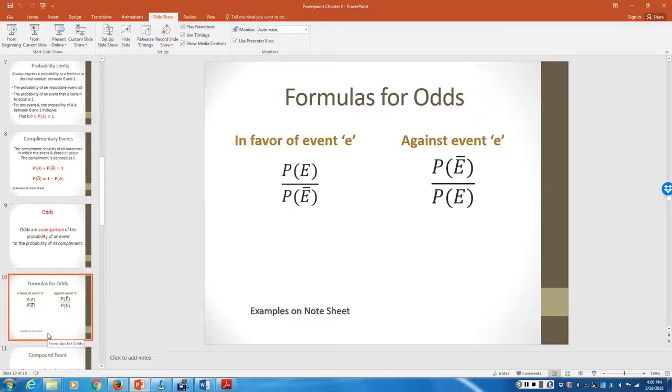And there's two formulas. If the odds favor the event, then the probability of the event goes on top. If you're trying to find the odds against the event, then the probability that the event doesn't happen goes on top. And the complements go on the bottom of the fraction. So let me show you in the example how that works.